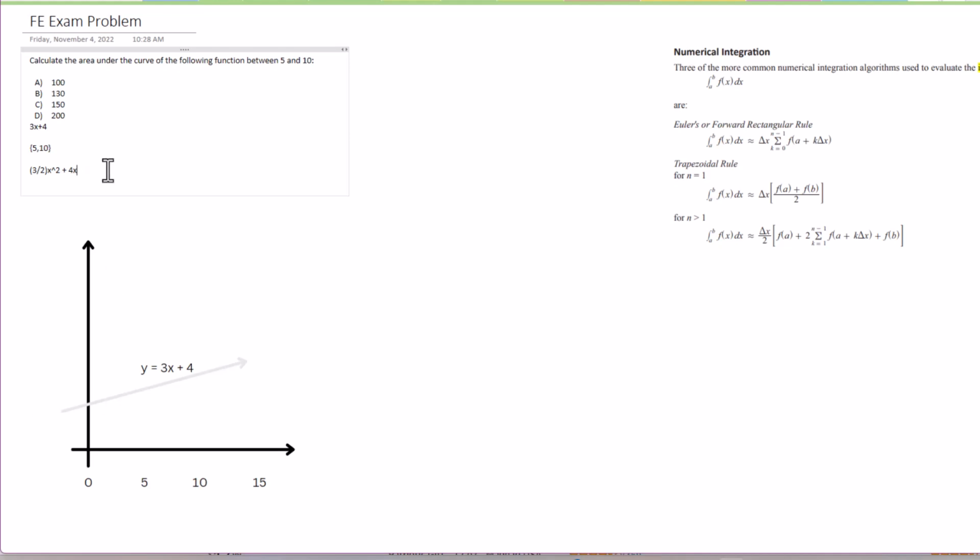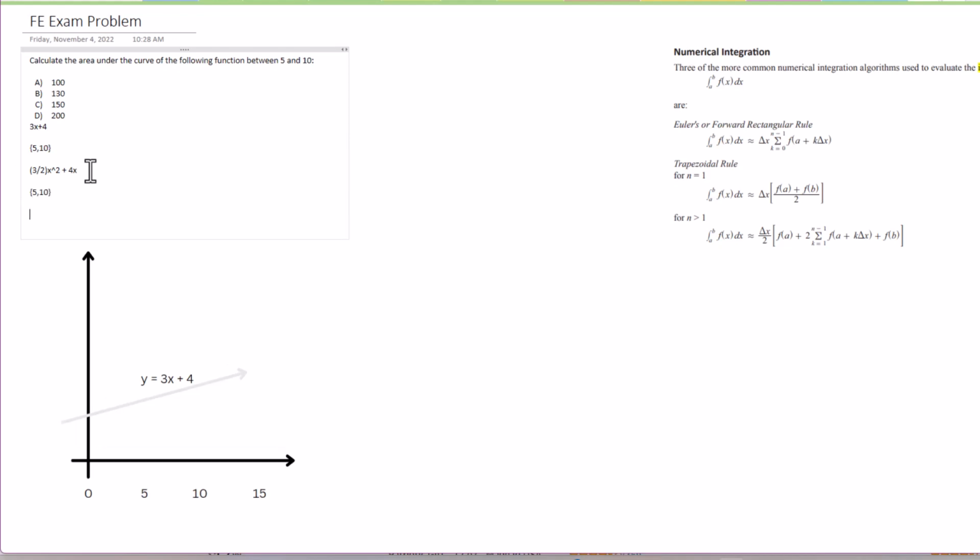So we added 1 to the power of x, so it's x squared, divided by that, so now it's 3 halves. 4x is raised to the first power, so dividing by 1, you just get 4, so we don't need to indicate that there. So that's our equation. We have to remember our bounds are between 5 and 10, and now we're going to plug this into the equation.